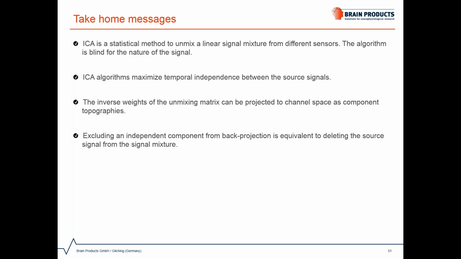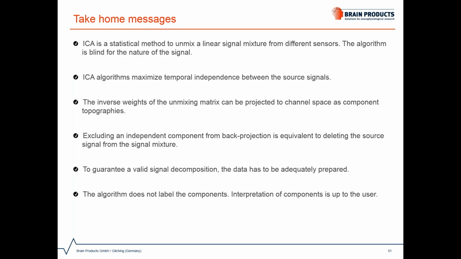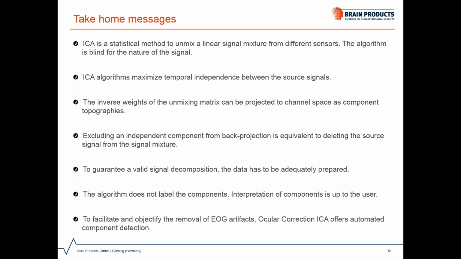If you do not include a component in the back projection, this is equivalent to deleting this source signal from the signal mixture. This is the main idea behind ICA-based ocular correction. Importantly, the data has to be adequately preprocessed to make sure that the decomposition results in valid components. Therefore, also do the quality check. In the end, ICA results need interpretation, and this is up to the user. However, there are algorithms that can be used as little helpers to base your decision on statistical properties, and Analyzer offers some of these in the Ocular ICA transformation.